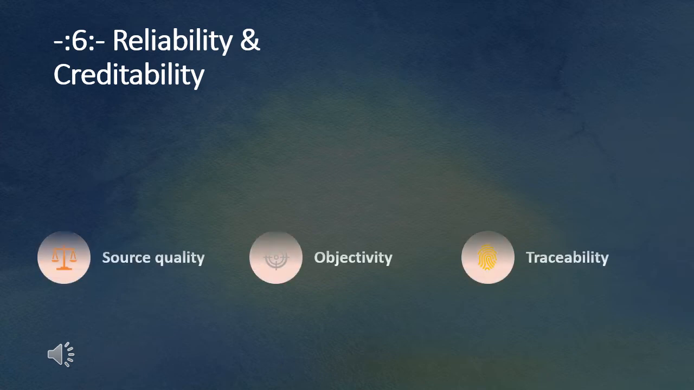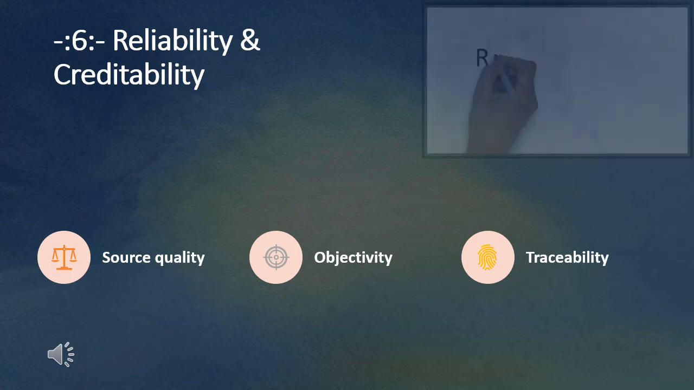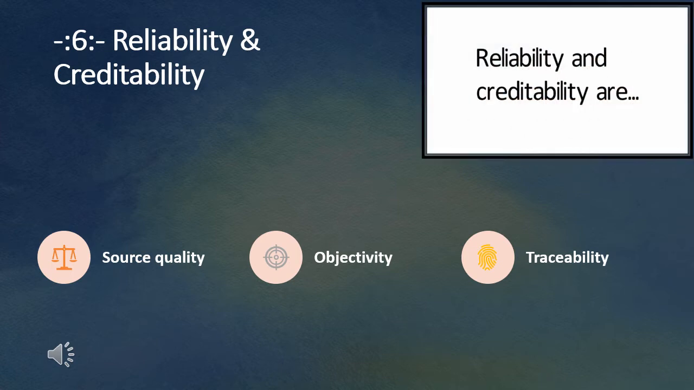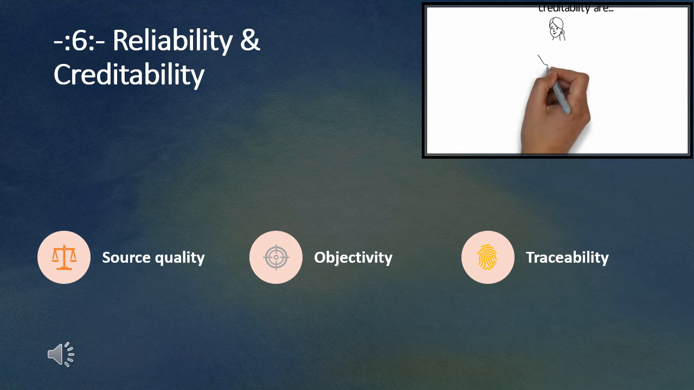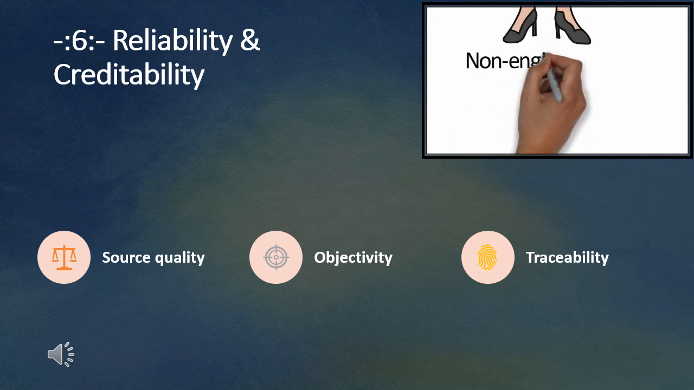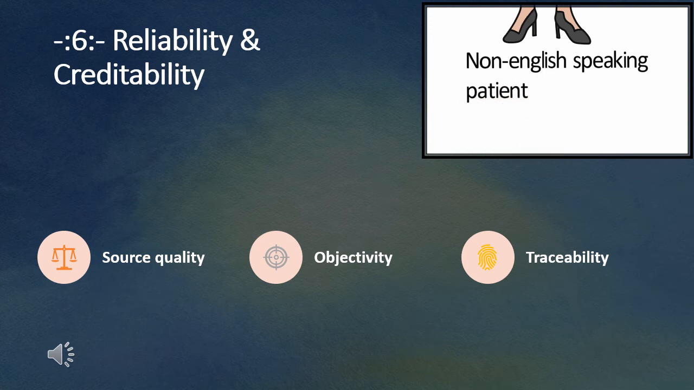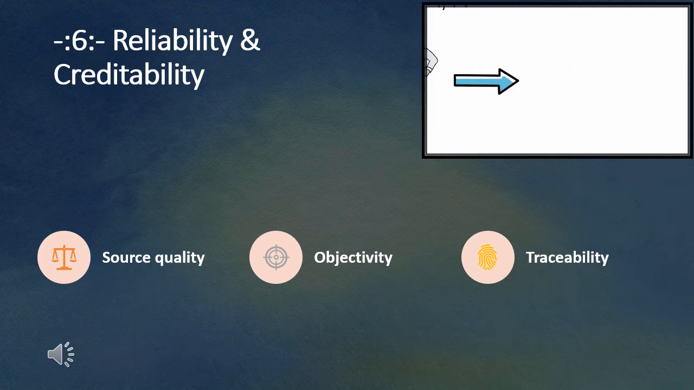The sixth dimension is reliability and credibility, and this is measured by the following three characteristics. The first is source quality. This is a measurement of how reliable the source of the data is. For example, if the data relates to a customer, did it come directly from the customer or via someone else? If the data has come from an external source, then how reliable is that source?